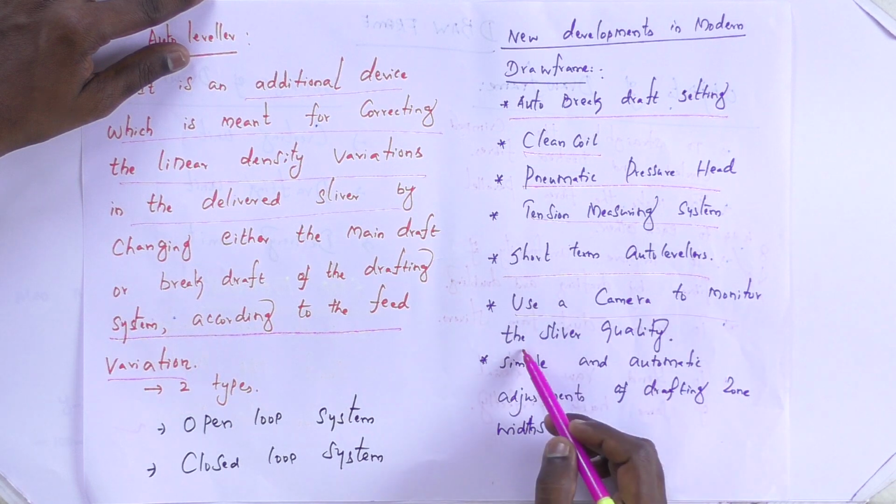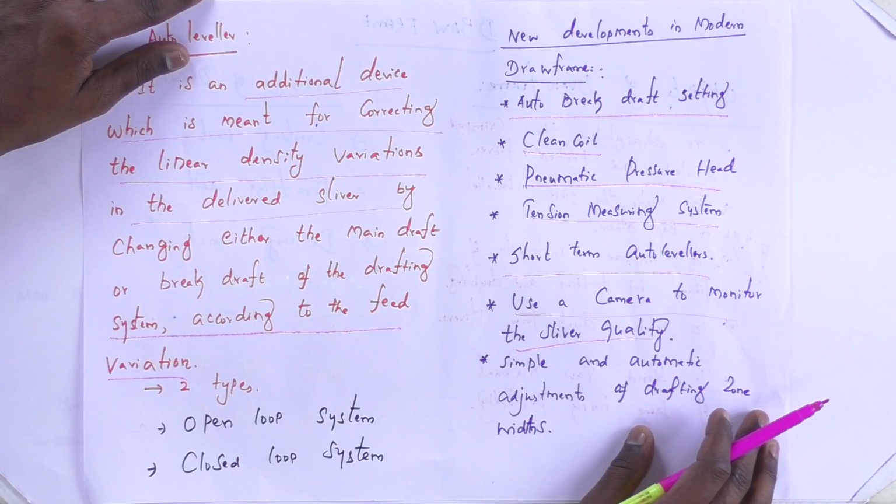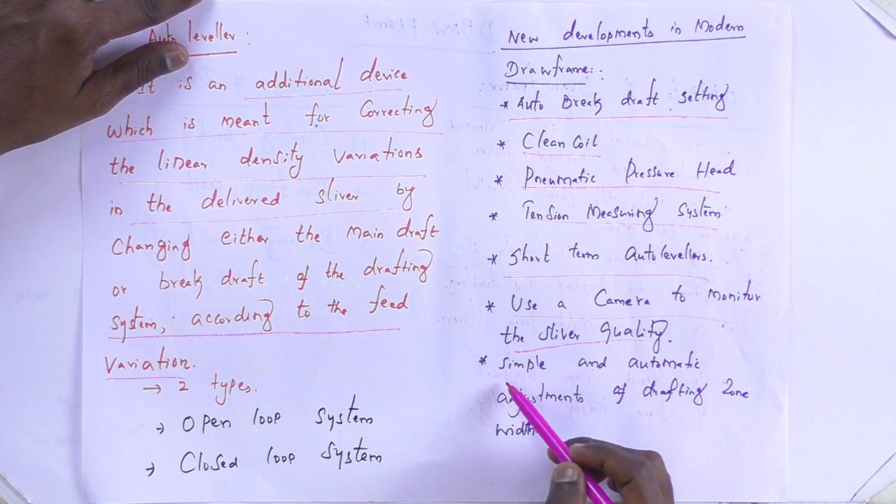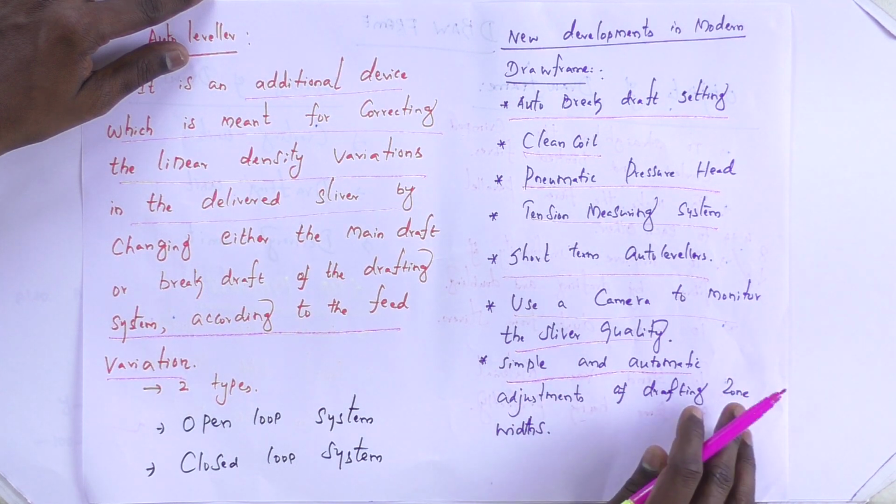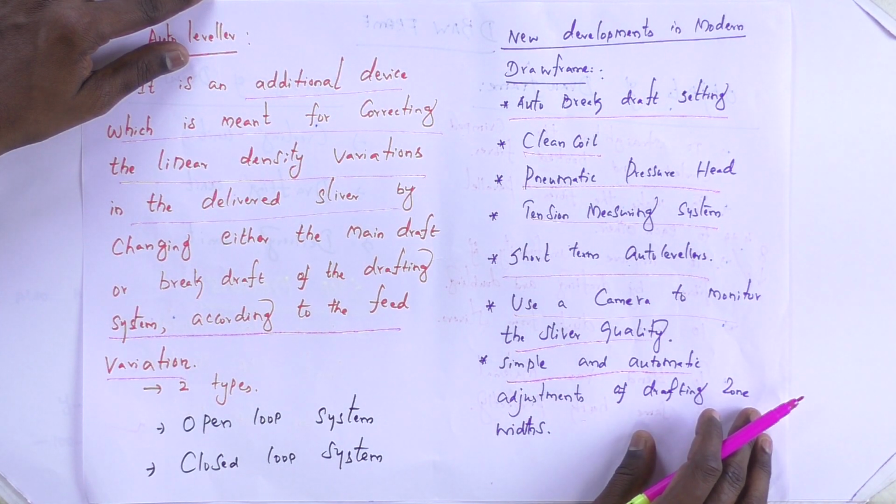There is a camera to monitor the sliver quality. The camera takes a number of photos and sends them to an image processing unit. From that we can find the impurities or quality of the sliver by an online method. Then simple automatic adjustment of the drafting zone width: we can change the drafting zone width automatically depending upon the length of the fiber. These are a few developments in the modern draft frame.